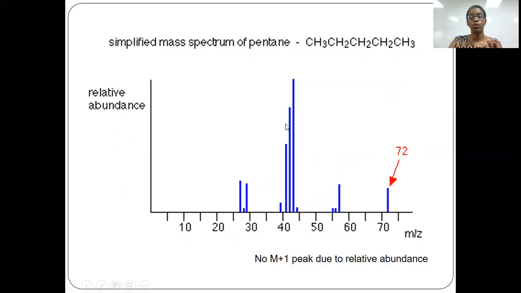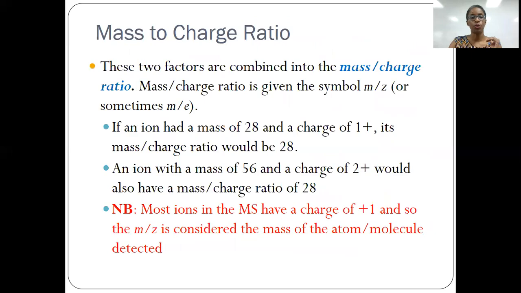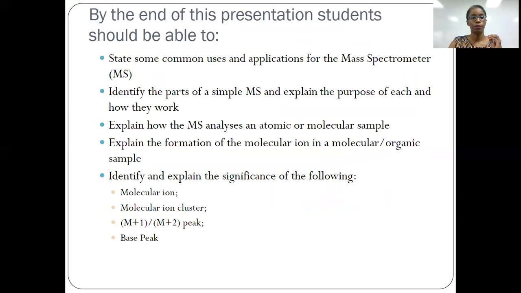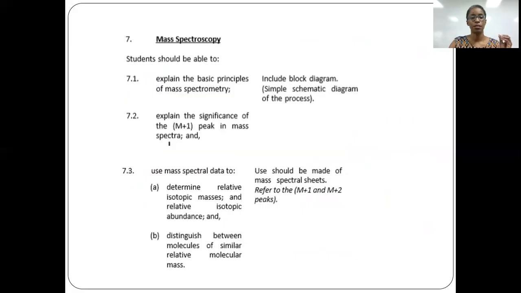So that's it. We have looked at your basic principles of mass spectrometry. We've looked at our simple schematic diagram. We've briefly explained the significance of the M+1 peak in mass spectra, but hopefully with a little bit more practice, you will understand what that looks like.